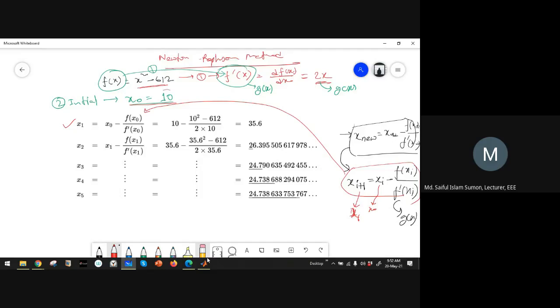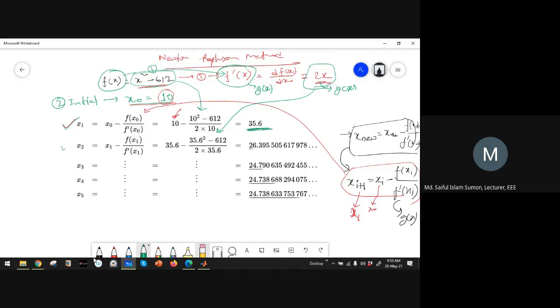So x0 is how much? 10. And f(x), can you remember what f(x) is? f(x) is this equation: x squared minus 612. So x is 10 here, 10 squared minus 612, divided by 2x, where x is 10. So I have put this value in, and ultimately we have got 35.6 after the first iteration.